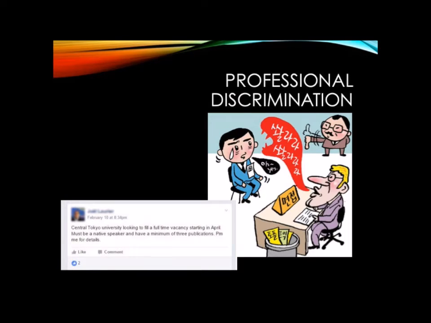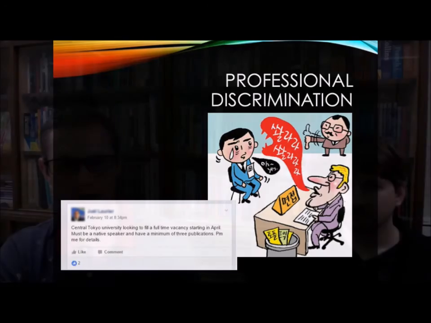So I took this advert from Facebook, and this person, who himself has learned English as a second language, was saying that his university in Tokyo is looking for a teacher who must be a native speaker. And this is a classic kind of job advert. This isn't an official formal job advert, but clearly that's the kind of thing. And even if you apply for a job which has not used the word native speaker, you're still going to be faced with this discrimination, because that's what a lot of schools think they want.